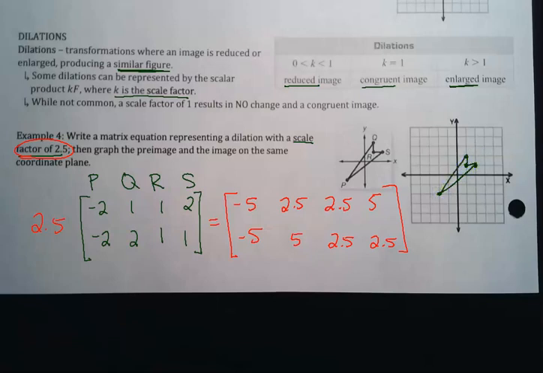Then our image is going to be -5, -5. That's P prime. 2.5, 5 is Q prime. 2.5, 2.5 is R prime. And S is 5, 2.5, so 5, 2.5 is our S prime. So we're going to go, there we go. That's our image on that one.